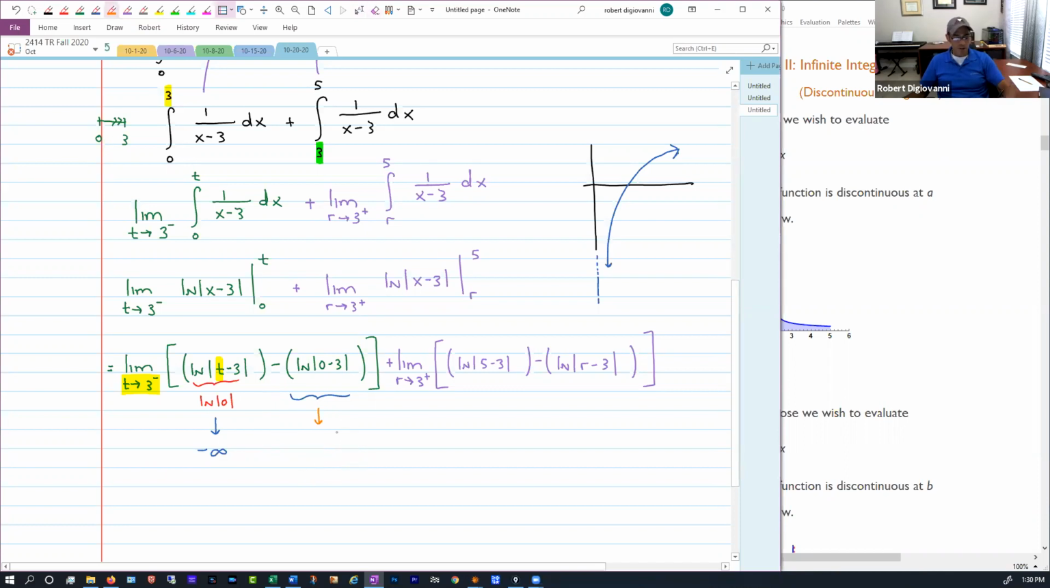Now, fortunately for us, that's not what happens in this problem. What happens here is that goes to, well, natural log of 3, and those together go to infinity, negative infinity. So we can say now, it doesn't matter. Who cares what that one does? Who cares? Because this one is going to be divergent. So the whole thing diverges.